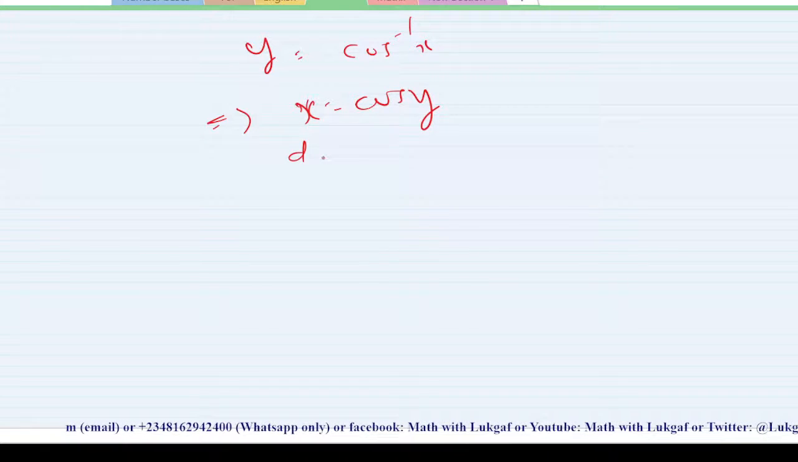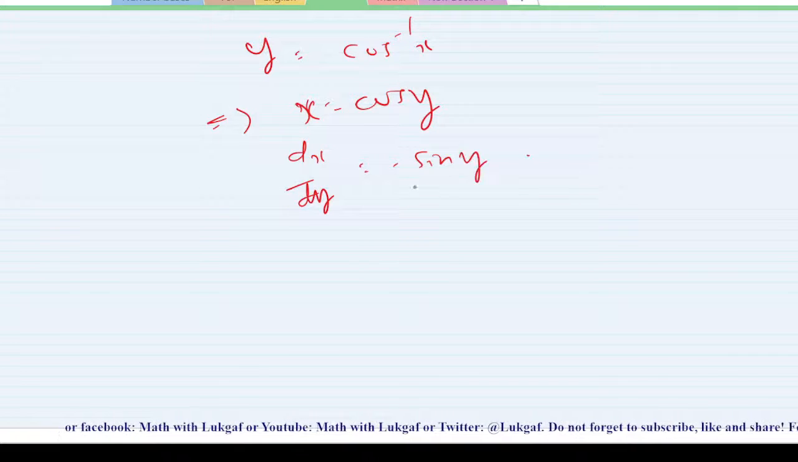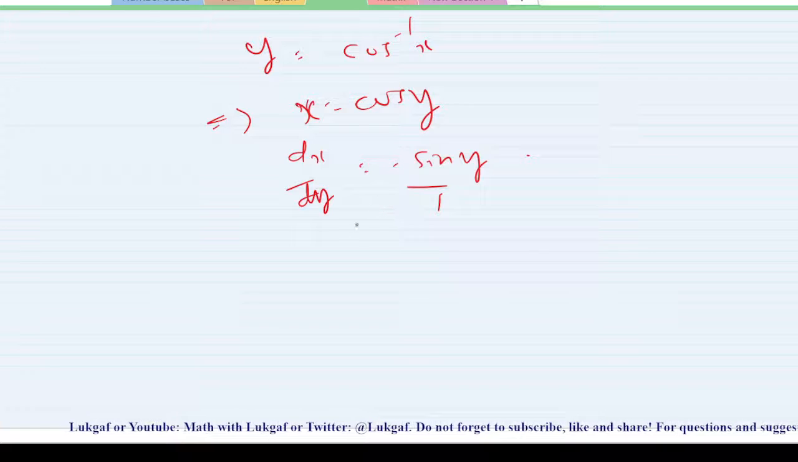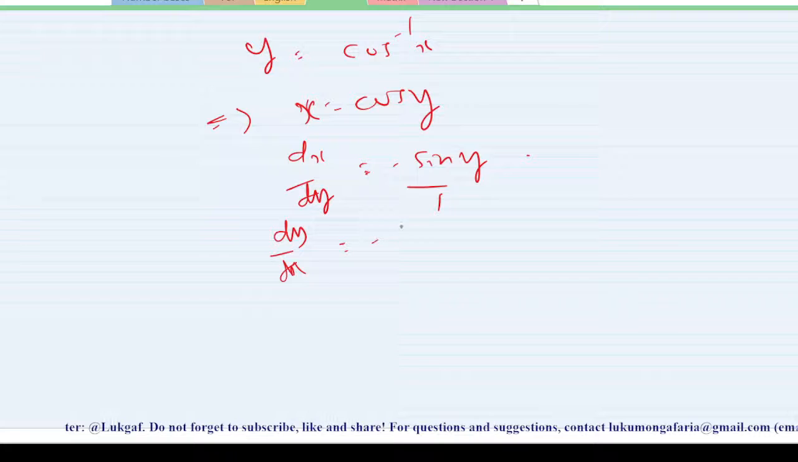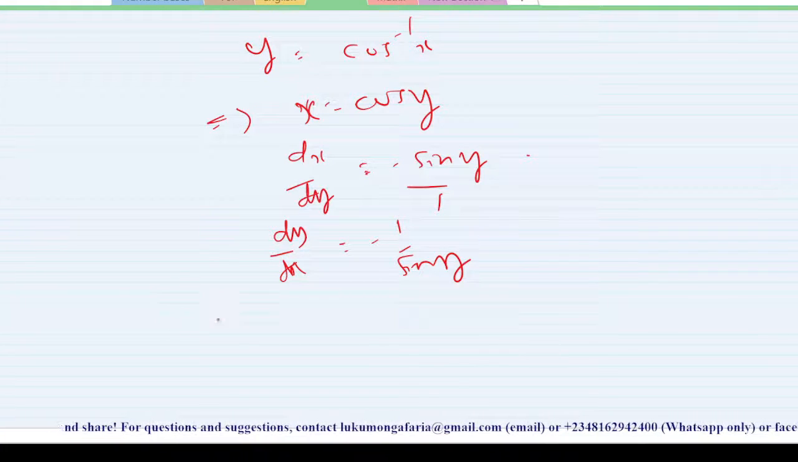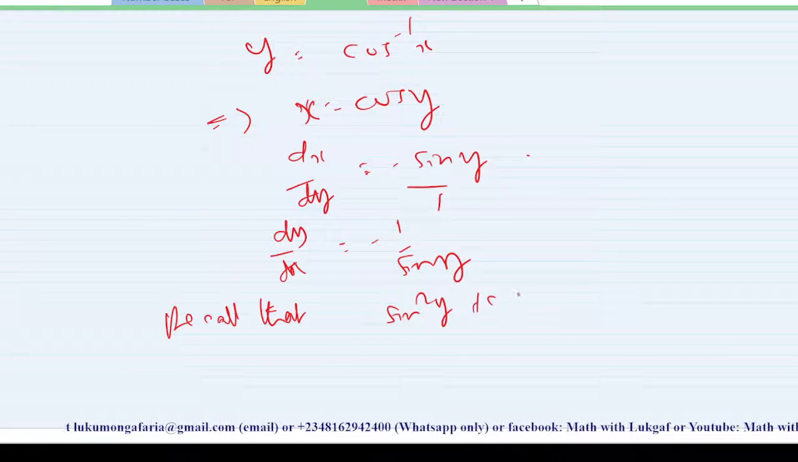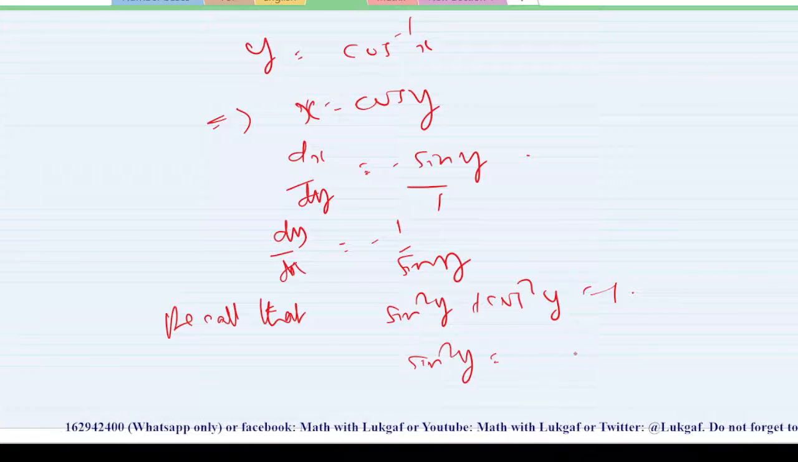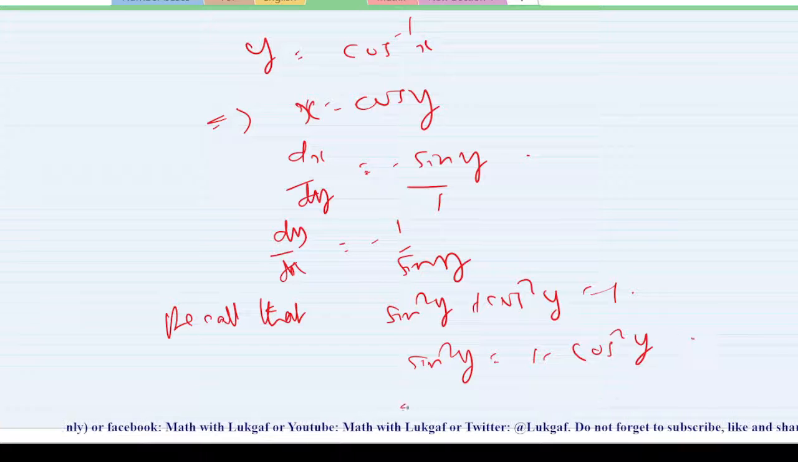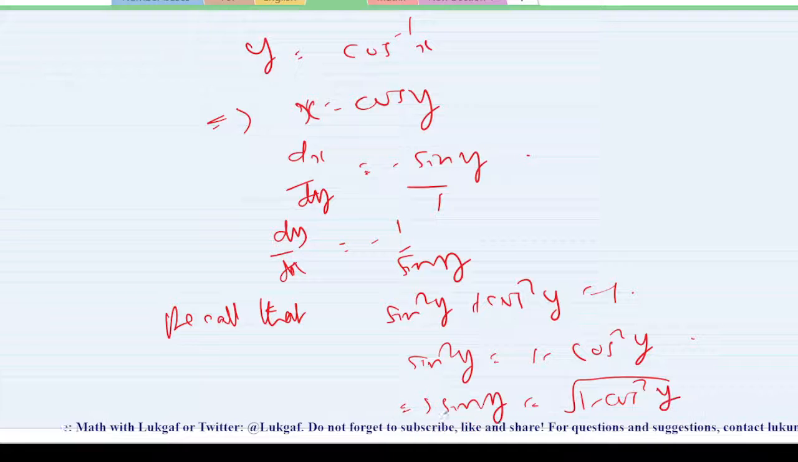So then your dx/dy will be minus sin y, right? Which is the same thing as over 1. Then dy/dx trivially is the same thing as minus 1 divided by sin y. You understand? You also recall that sin squared y plus cos squared y is equal to 1. Then your sin squared y will now be 1 minus cos squared y, which implies that sin y is equal to the square root of 1 minus cos squared y.